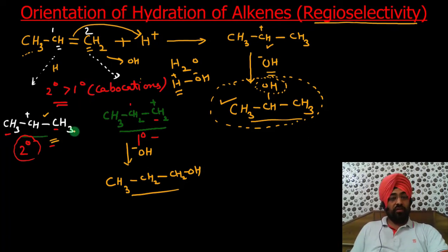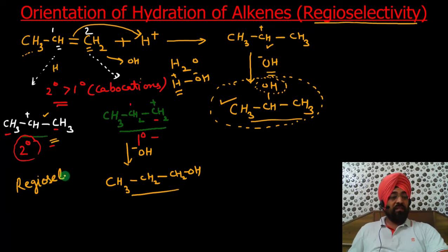So we can also use Markovnikov's rule in your competitive exams. Simply remember this rule: whenever you have to add a reagent to an alkene, it always adds with the help of Markovnikov's rule, which says that the positive part goes to that carbon which has the higher number of hydrogens, and the negative part goes to that carbon of the double bond which has a lower number of hydrogens. It can also be explained on the basis of the stability of carbocations. Now I was talking about regioselectivity. This phenomenon is called regioselectivity.